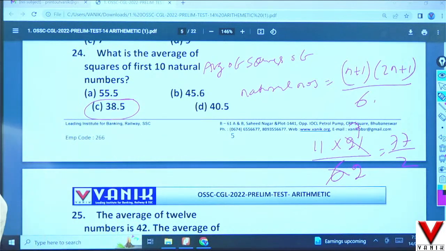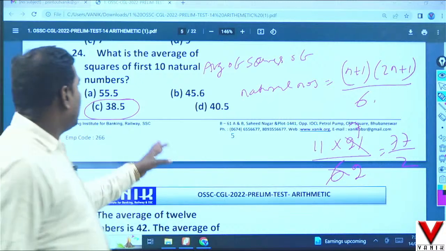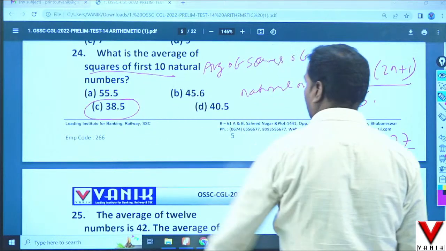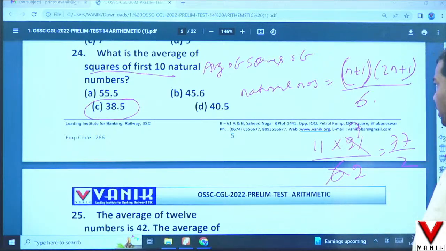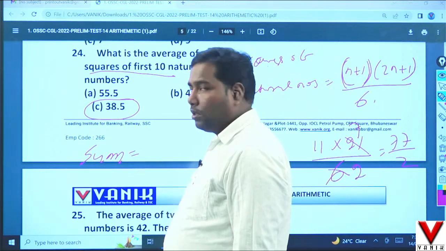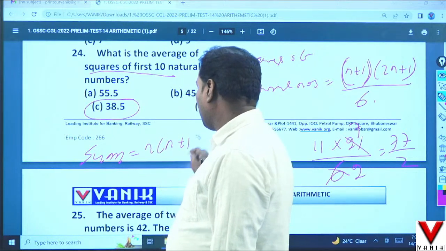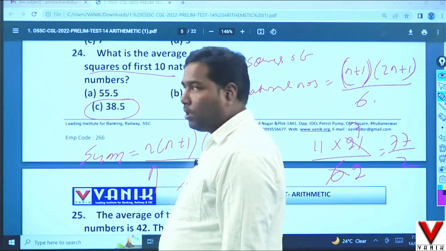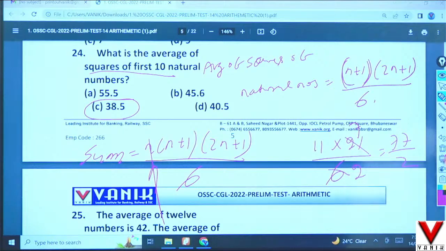What is the average of 10 natural numbers? Actually, it is to find the average of squares of first 10 natural numbers. Squares of first 10 natural numbers means the average formula is n plus 1 whole into 2n plus 1 divided by 6. The sum of the squares of natural numbers is n whole into n plus 1 whole into 2n plus 1 divided by 6. To find the average, divide by the number of numbers, so n gets cancelled, and it becomes n plus 1 whole into 2n plus 1 divided by 6.